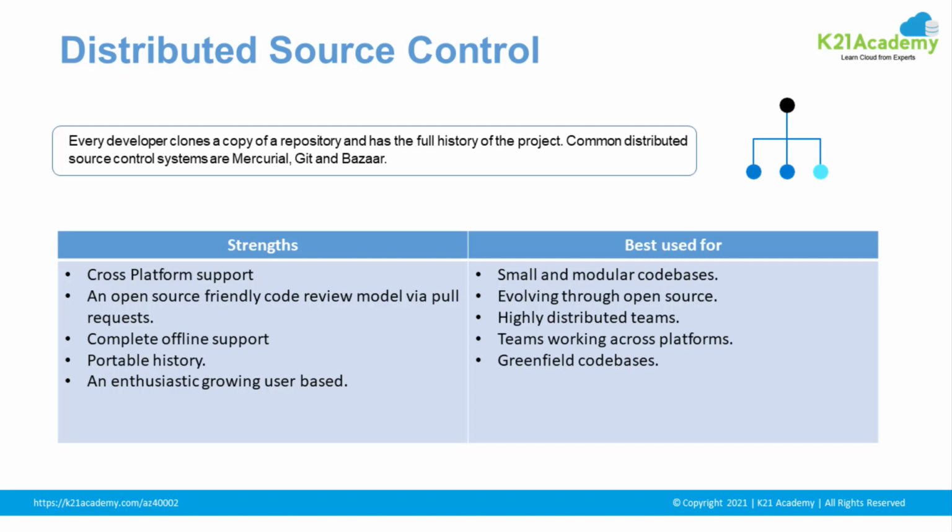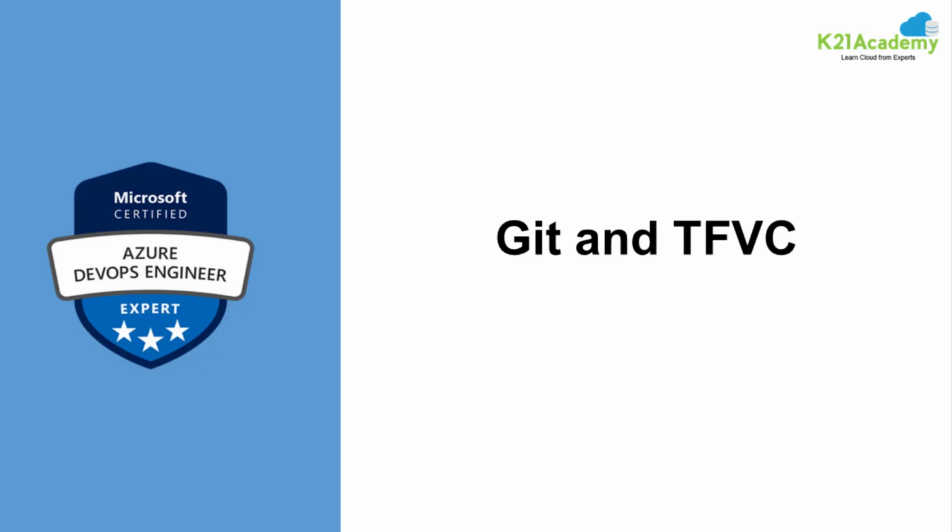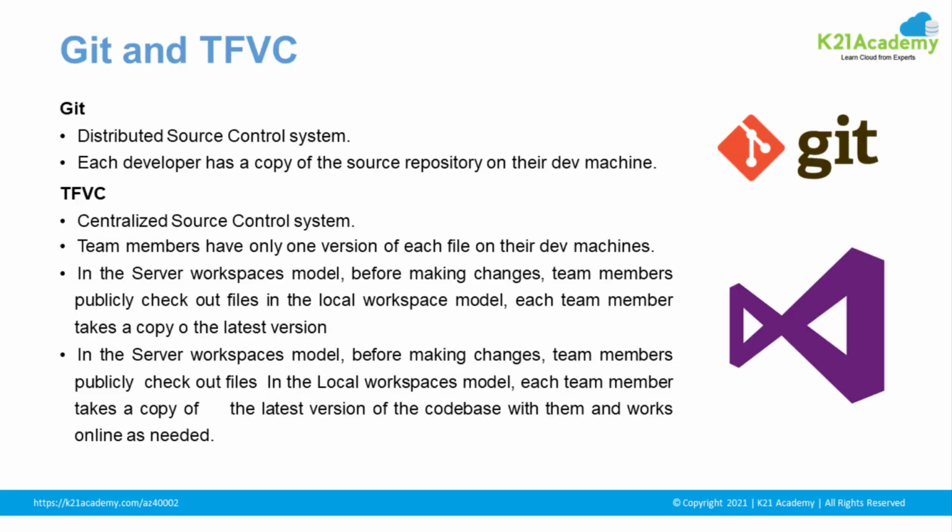The main examples of this distributed version control system are obviously Git, GitHub, Bitbucket, Mercurial, GitLab, Azure Repos. All these are part of the distributed version control system. Now, our main focus in this exam would be Git and TFS, which is Team Foundation version control system. What is Git? Git is a distributed version control system, and each developer has a copy of the repository on their development machine. And what is TFS version control system?